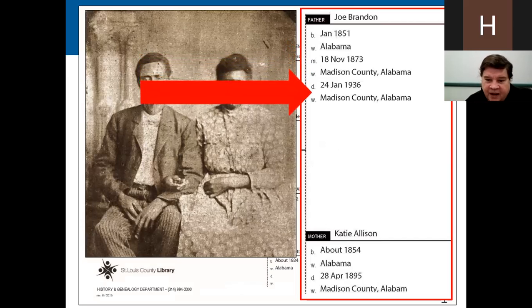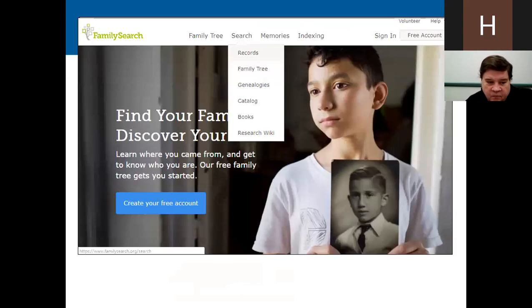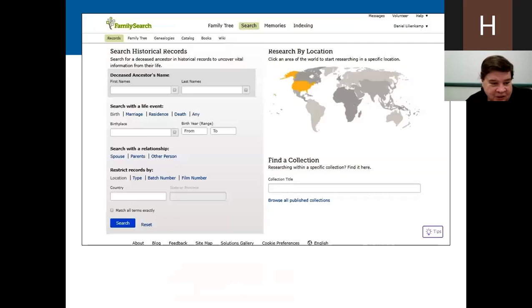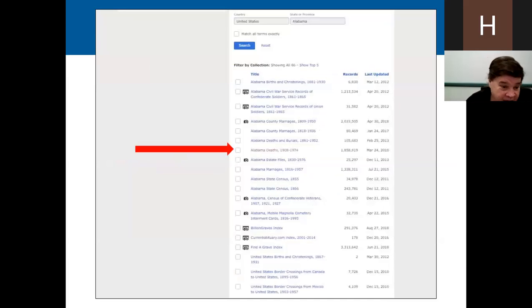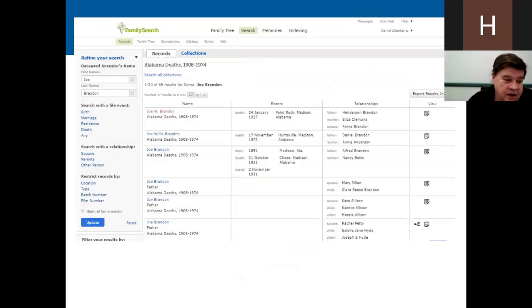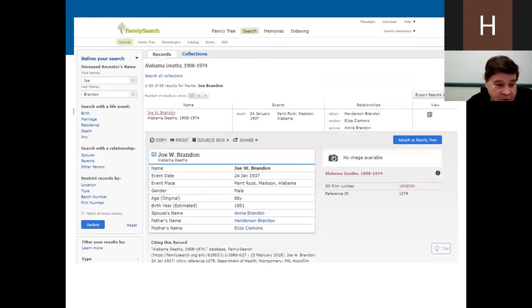Well, what about the death? Well, they didn't have a death register listed there, but they've got records. Let's just do a sort and see. We'll search the U.S., find Alabama. What do we got? Alabama deaths, 1908 to 1974. And so I did a search, and there's this index for Joe Brandon. So I'm going to click on it and see what it takes me.